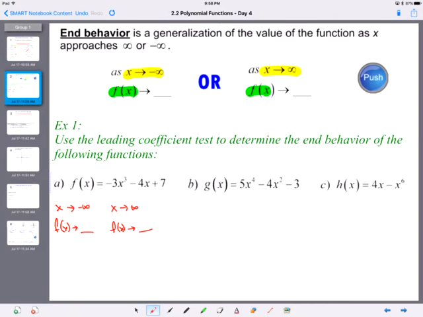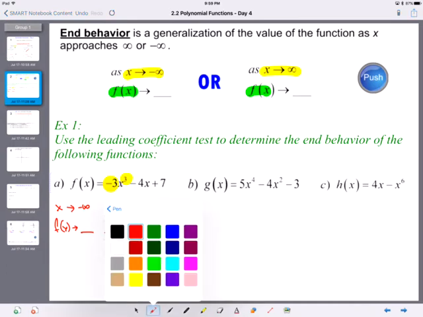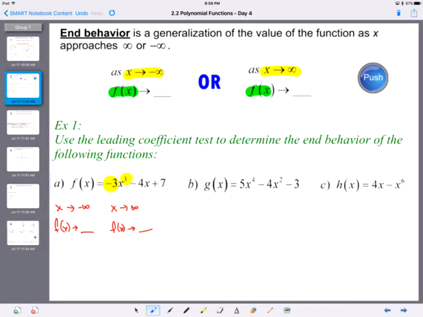So we need to know what the graph looks like. So go through, identify the degree and the leading coefficient. The degree is the highest exponent, which is 3, so it's an odd degree. And then the leading coefficient is negative 3. So just to write that down, we have that the degree is odd and the leading coefficient is negative. So knowing those two things, what does the graph look like?